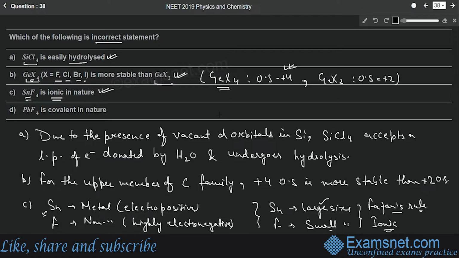And the last statement says lead tetrafluoride is covalent in nature. But here also lead is a metal that is highly electropositive and is of large size, and fluorine is highly electronegative and it is of very small size. So due to the same reason it will also be ionic in nature. So this is not a correct statement because it will be ionic in nature, similar to the tin tetrafluoride. Okay. So the incorrect statement will be option D.